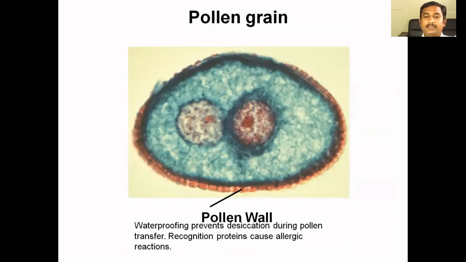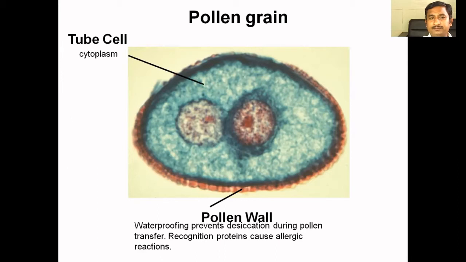And this gives waterproofing, and it prevents moisture evaporation from the pollen grain. And most of these pollens cause pollen allergy in many people. That's because there are proteins outside this pollen wall that give rise to the allergy in many people. So there are exceptions in nature.